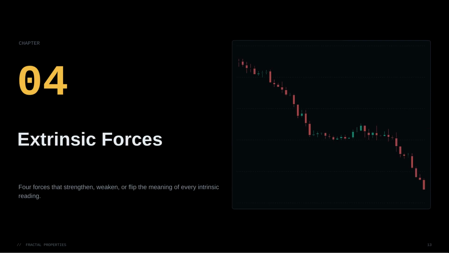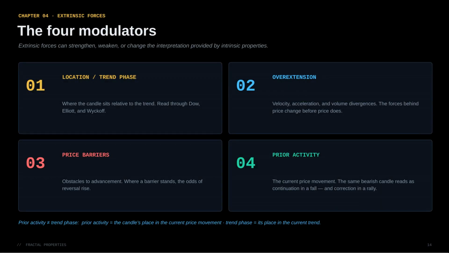Chapter 4. Extrinsic forces. The same candle with the same intrinsic properties means different things in different places. 4 forces modulate every reading: location in the trend, overextension, price barriers, and prior activity. Force 1. Location, or trend phase. Where the candle sits in the trend, read through Dow theory, Elliott wave, and Wyckoff. Force 2. Overextension: divergences in velocity, acceleration, and volume.